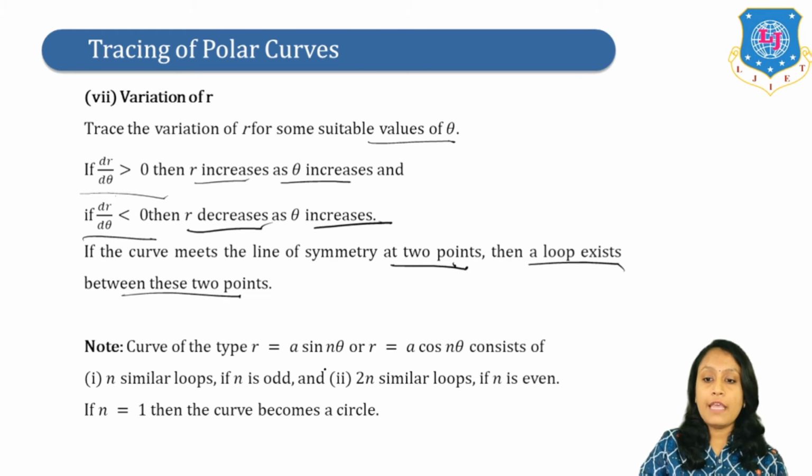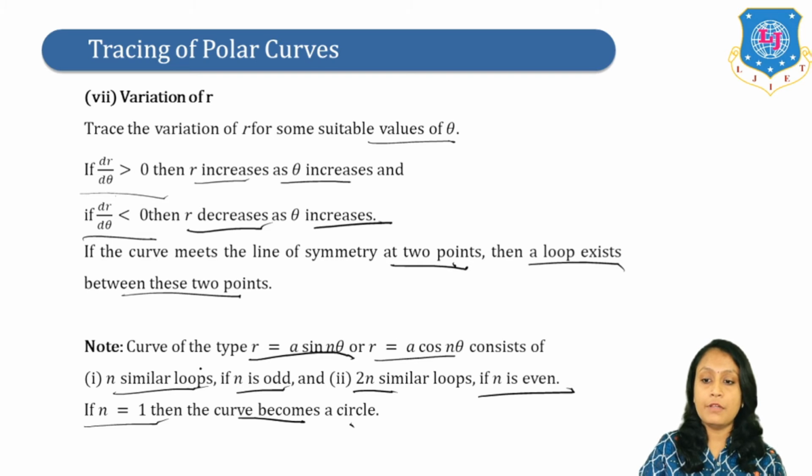Now, if we have a curve of the type r is equal to a sin n theta or r is equal to a cos n theta, then this curve consists of n similar loops if n is odd, and 2n similar loops if n is even. And for n is equal to 1, this curve will become a circle. So in order to solve this type of example, we have to remember these conditions.